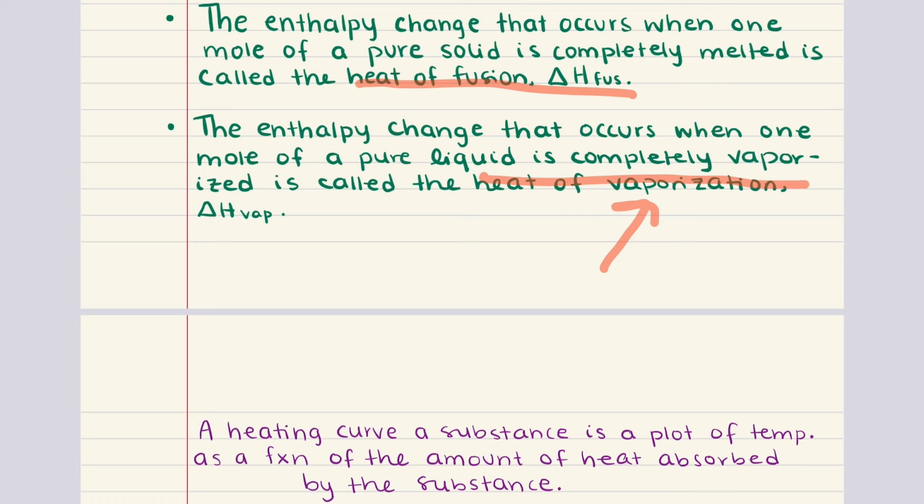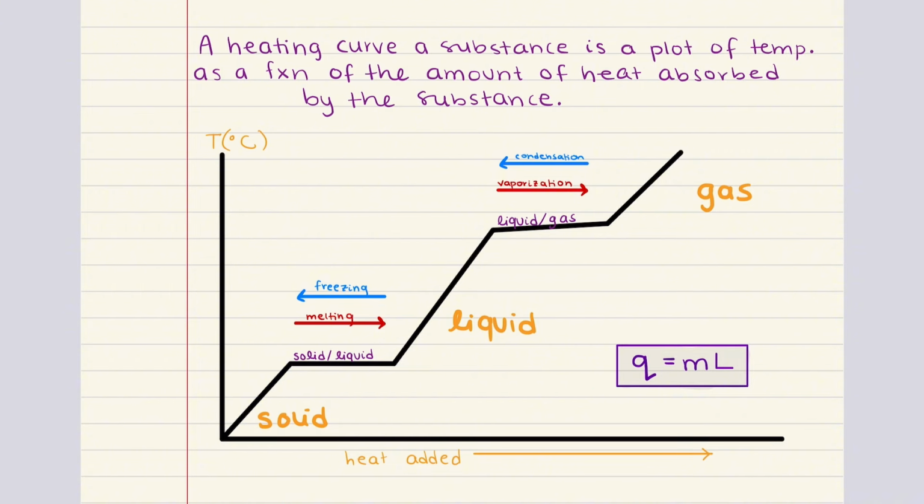Now, understanding these concepts, we want to transition into discussing heating curves. A heating curve is a graphical representation of how the temperature of a substance changes as heat is added. It provides a visual understanding of the phase changes and the energy that's involved in transitioning from one phase to another. Now, in a typical heating curve, the x-axis represents the amount of heat added to the substance, and the y-axis represents the temperature of the substance.